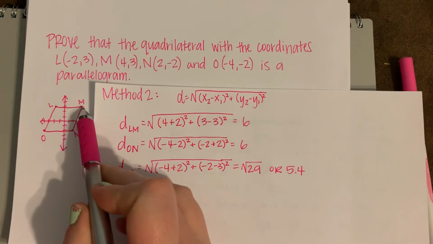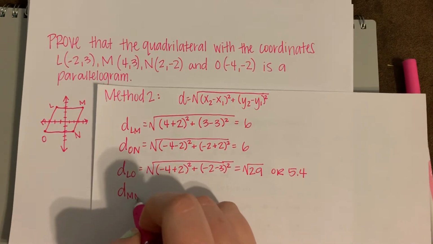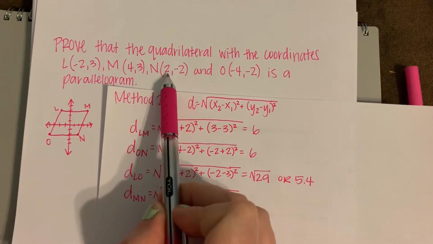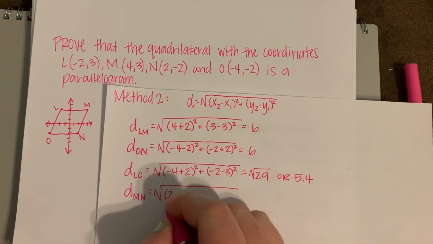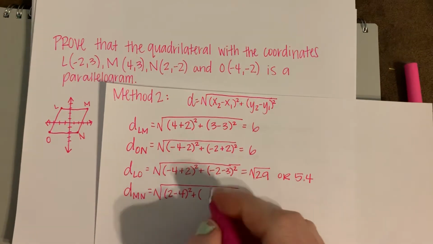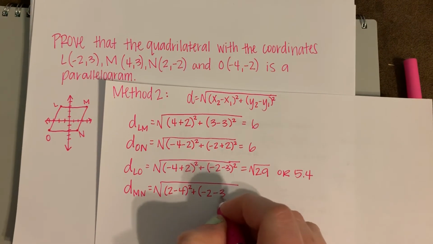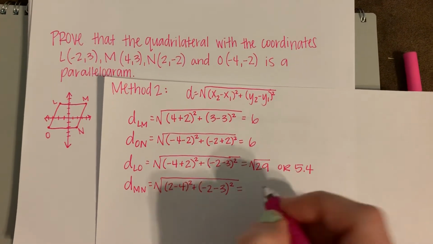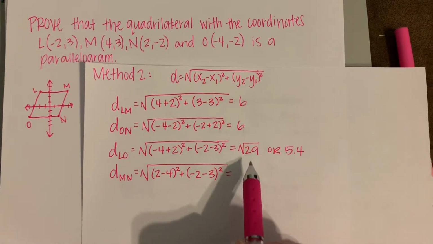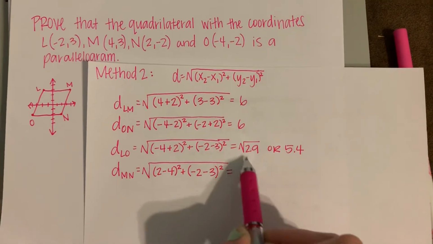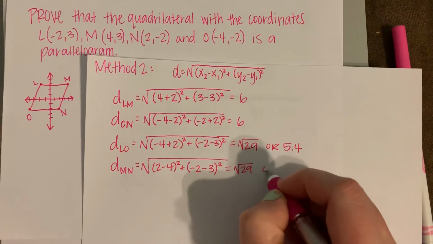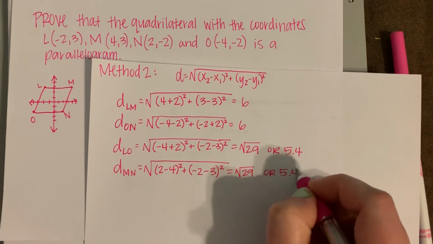So I'm going to do the distance between M and N. Okay, using these 2 points, x2 minus x1, that's 2 minus 4 squared, plus y2 minus y1, negative 2 minus 3 squared. Okay, put that in a calculator, make sure you get the right thing. Okay, you can cheat and just say, oh, it's the same thing, but if you get this one wrong, you're definitely going to get this one wrong, so I'd make sure you plug it in. You do get the same thing. Okay, that's it for method 2.